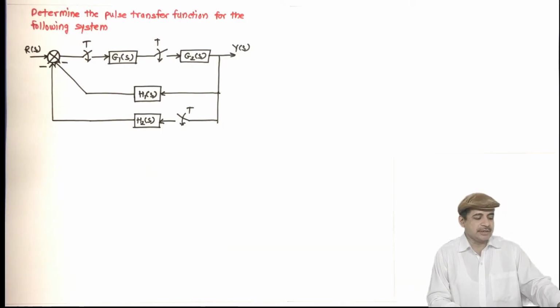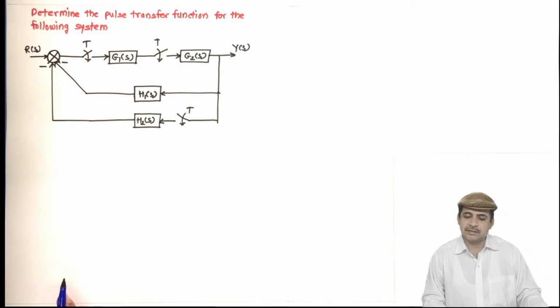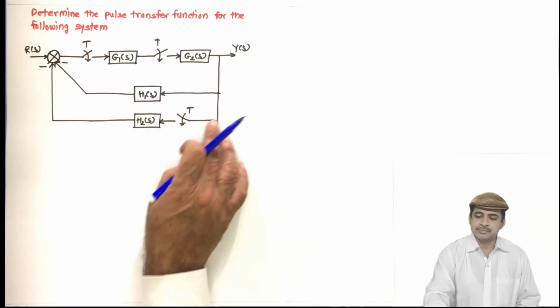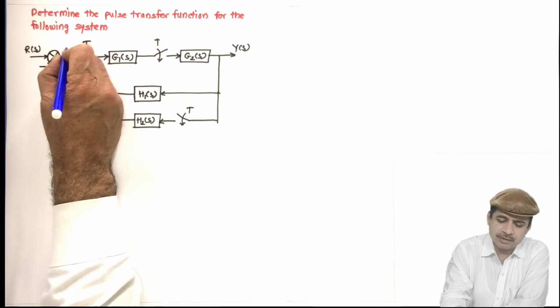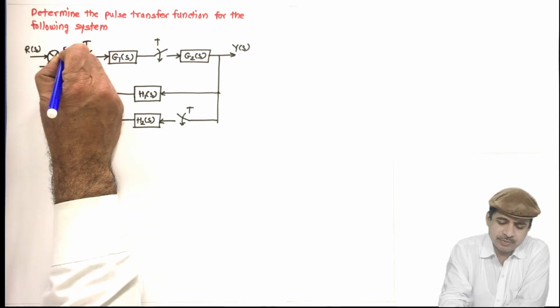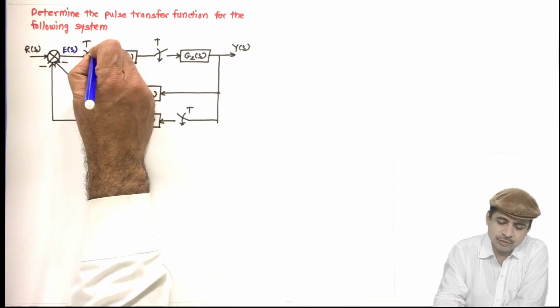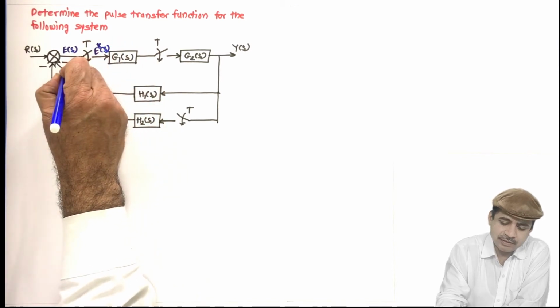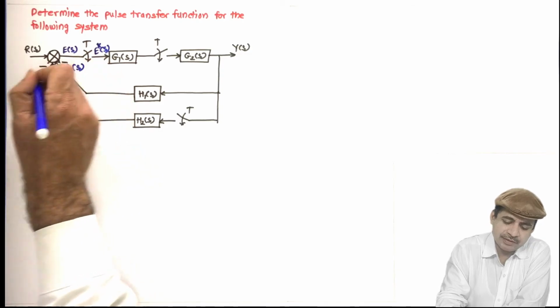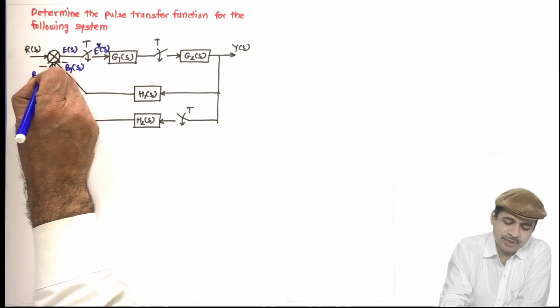In this example, there are two forward paths. Both are negative. And now let us mark the auxiliary variables. Let this be E of S. So this will be E star S. Let this be B1 of S, and let this be B2 of S.